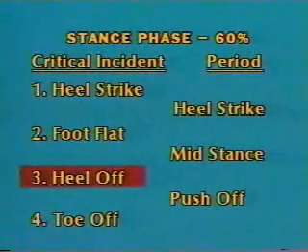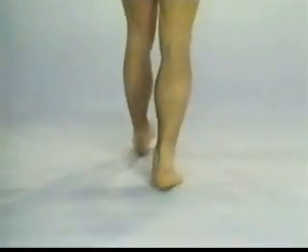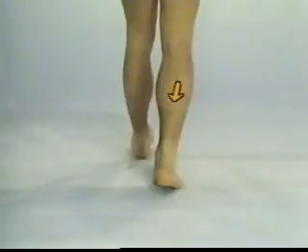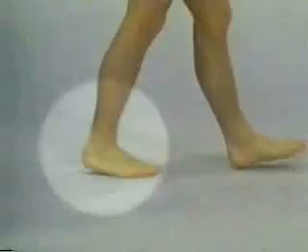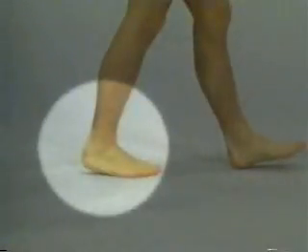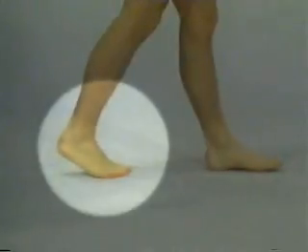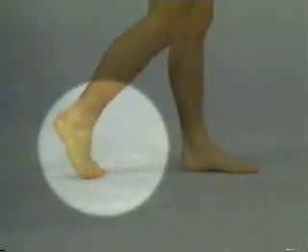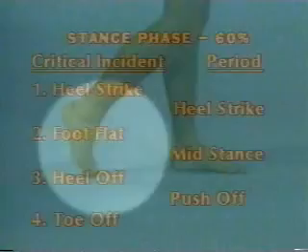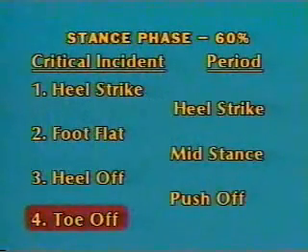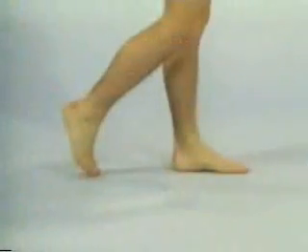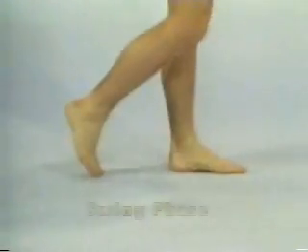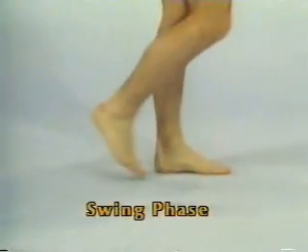Heel off. As the body weight passes further forward over the supporting foot, the gastrocnemius soleus complex contracts, causing plantar flexion of the foot and ankle to occur, giving rise to the heel off position in preparation for the final critical incident of the stance phase, known as toe off. As the forefoot leaves the ground, the extremity now enters the swing phase of gait.